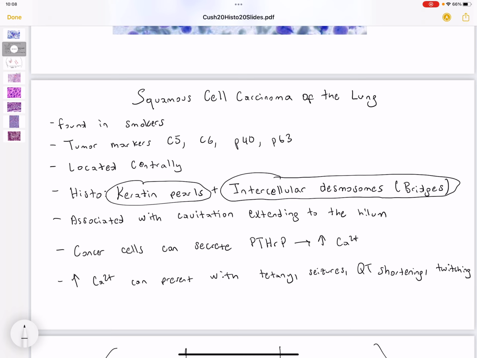Now, squamous cell carcinoma is going to be associated with cavitation that is going to be extending to the hilum. Cavitation simply means cancer cells eating away the lung tissue. And cancer cells are also going to be excreting something called the parathyroid hormone-related protein. And this parathyroid hormone-related protein, just like parathyroid hormone, can cause the body's levels of calcium to rise. And because calcium levels can rise, patients can present with signs of hypercalcemia, which can include tetany, seizures, QT shortening, as well as twitching.